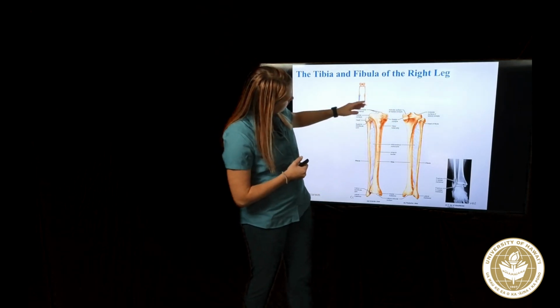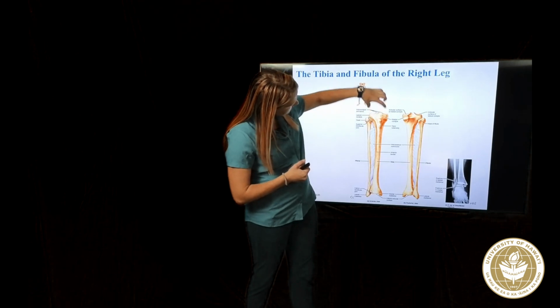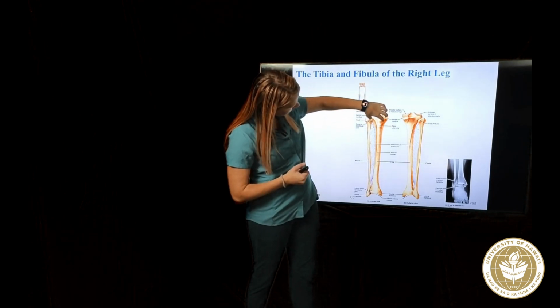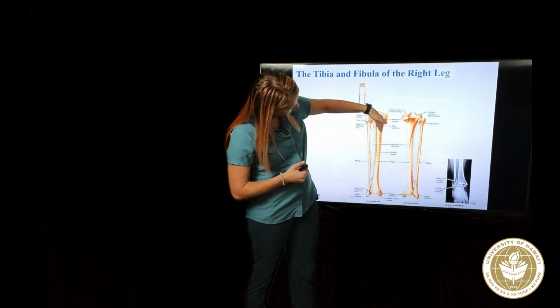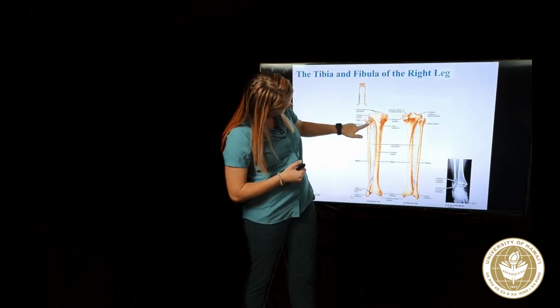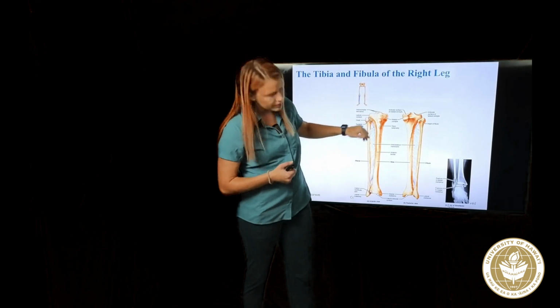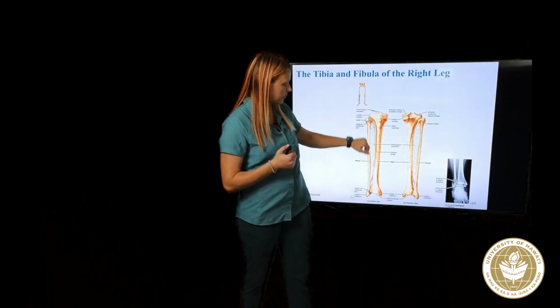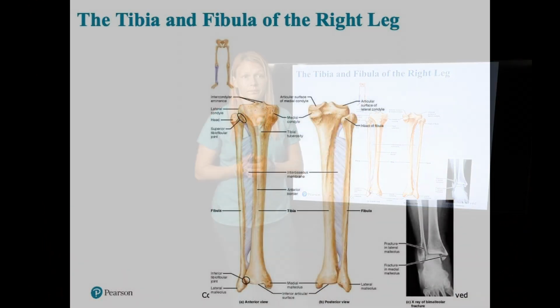Just remember, right up here is where that femur is going to articulate. It's going to articulate and put that weight directly onto your tibia. Your fibula is back here. It does not directly receive any of that weight because that fibula is non-weight bearing.